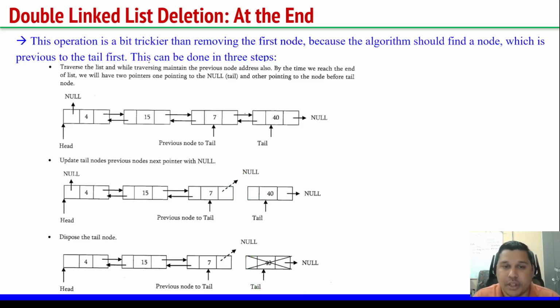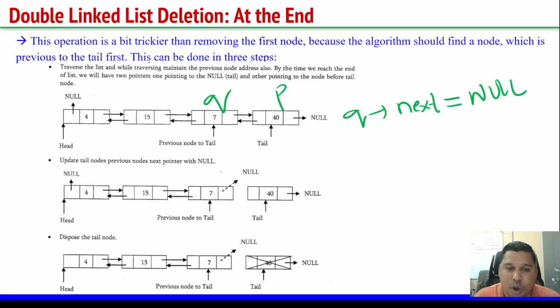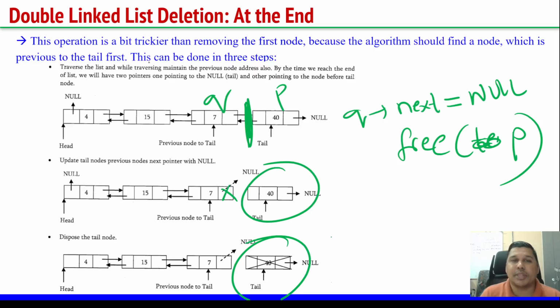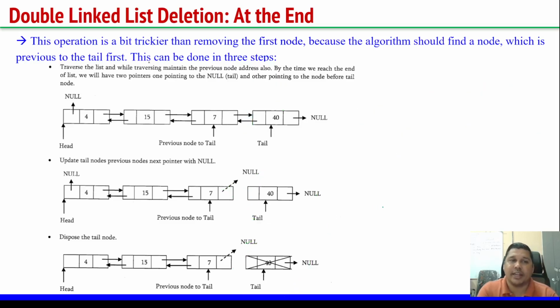Same step, this is your Q, this is your P, just make Q's next equal to null. When you write this, this box becomes null. So the chain is broken here, there is no connection, and you just free the P variable, that is this P. Same thing, we delete the element at the end of the list. Let us see the third and important one, how we delete an element at any given location of a double linked list.